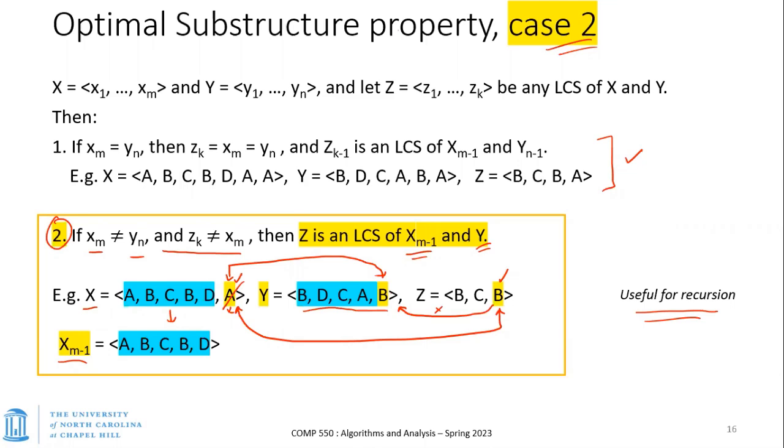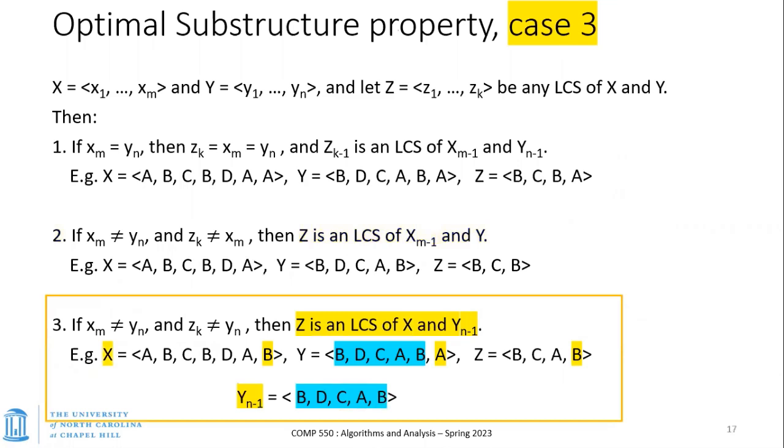The third part is again exactly similar to number 2, except it's the reverse. All it's saying is, again, we're making the assumption that these two are not equal, which was only for the first case. In the second two cases, xm and yn are not equal. And now instead of saying zk is not equal to xm, we're saying that zk is not equal to yn, just the mirror image of that, or exact opposite. So z sub k is not equal to yn.